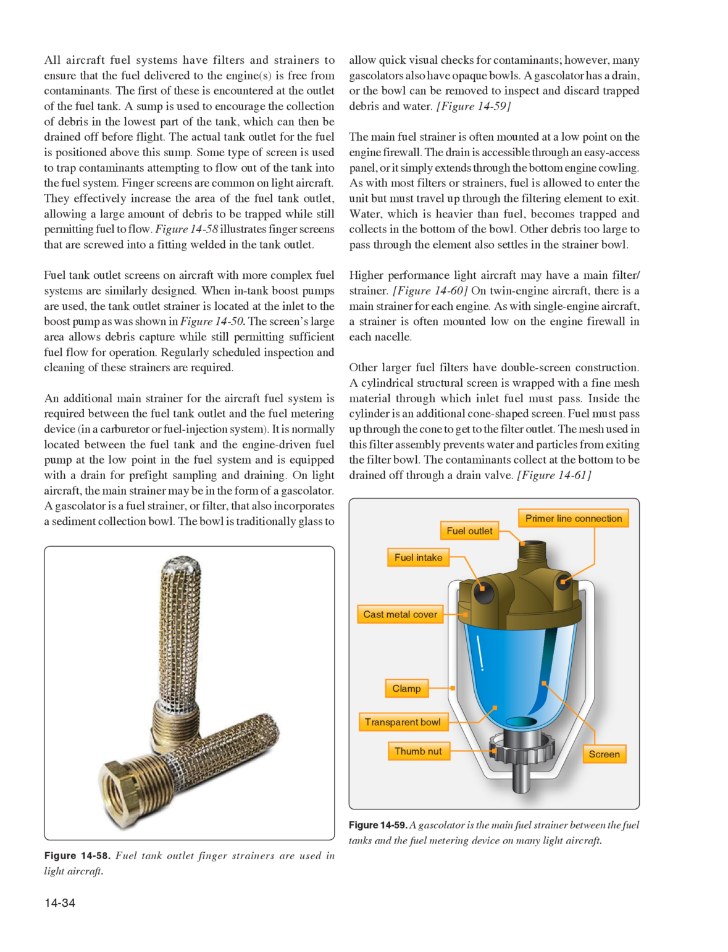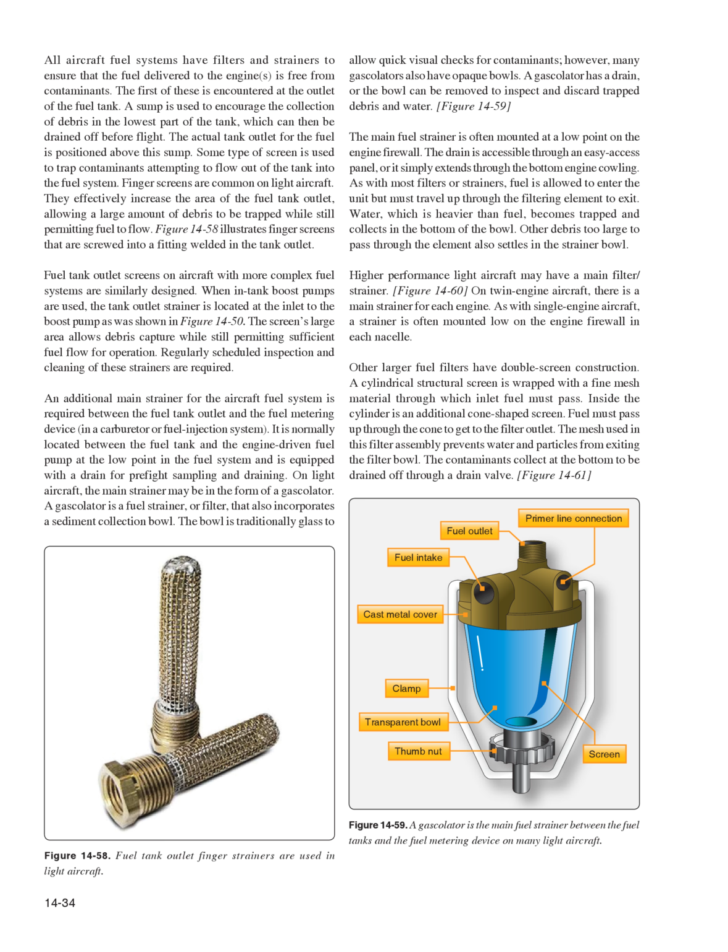Finger screens are common on light aircraft. They effectively increase the area of the fuel tank outlet, allowing a large amount of debris to be trapped while still permitting fuel to flow. Figure 1458 illustrates finger screens that are screwed into a fitting welded in the tank outlet. Fuel tank outlet screens on aircraft with more complex fuel systems are similarly designed.